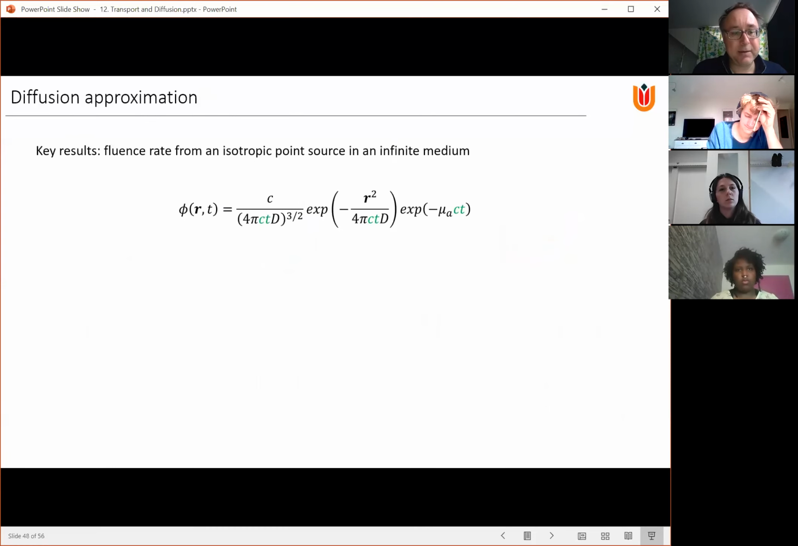Okay, I'm going to show you some key results from this whole exercise, and we'll try to tell you how it is applicable, and that is then how we will end for today.